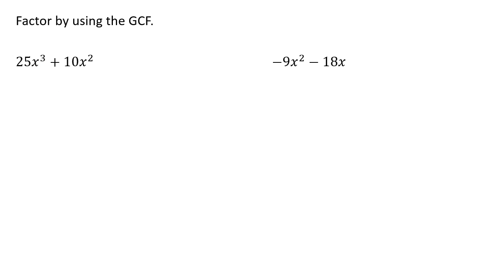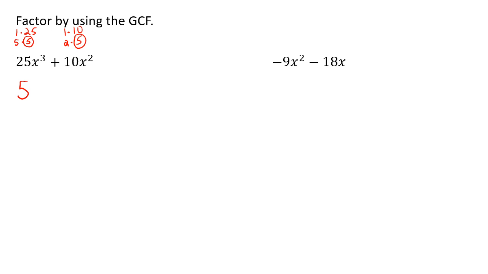So factoring using the GCF, you want to find the largest value that 25 and 10 share. So I think about what multiplies to give me 25: 1 times 25, 5 times 5. And I think about what multiplies to give me 10: 1 times 10, 2 times 5. Well, I can see the biggest number they share is a 5. So I can factor out a 5.